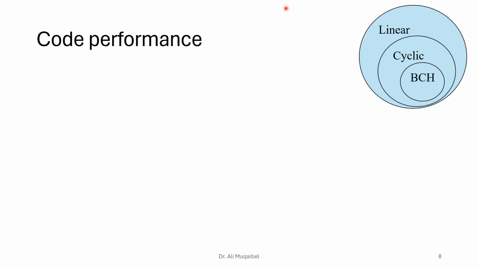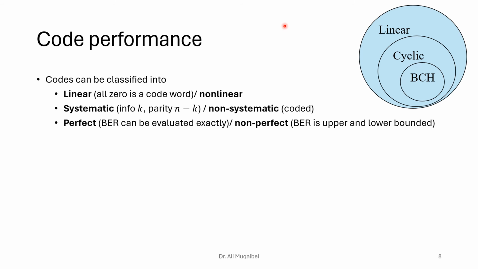Now let's talk about code performance in general. We touched on the performance of convolutional codes, and we showed some examples. But if we talk about it in general, we need to classify codes into linear or non-linear. If it's linear, then the all-0 code word is a valid code word. We also have systematic codes and non-systematic codes. In systematic codes, the information appears as is, as part of the code. We have perfect codes and non-perfect codes. We explained all of them.